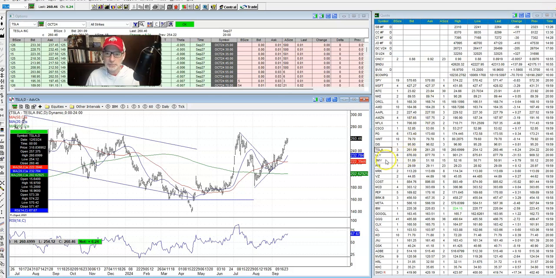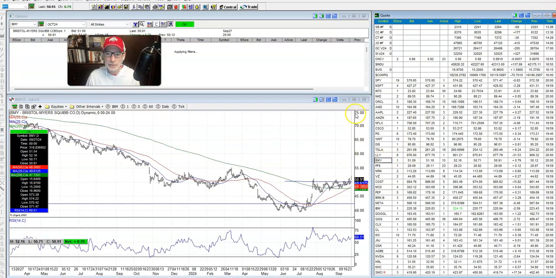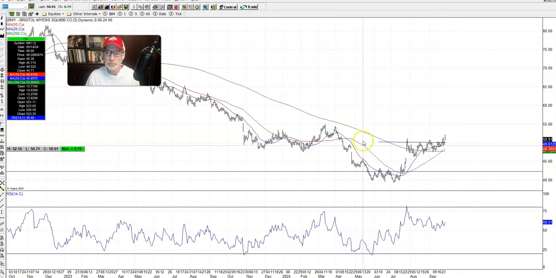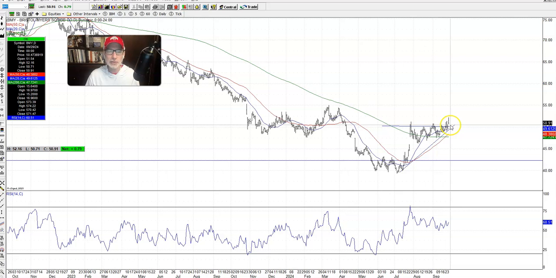What else we got? Bristol Myers. Okay, so here's something we have on Bristol Myers. You can see the uptrend. Okay, so now we have the ascending triangle here. It's trying to get above this resistance line. It actually did. So I think Bristol Myers could be a case for a bullish trade here.